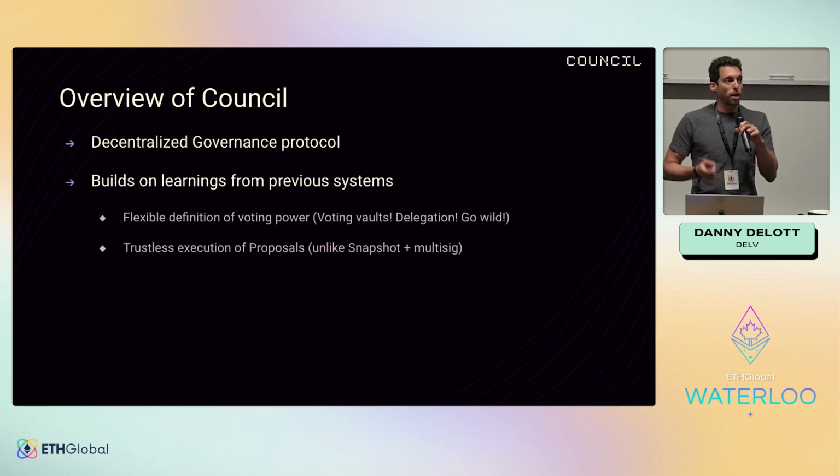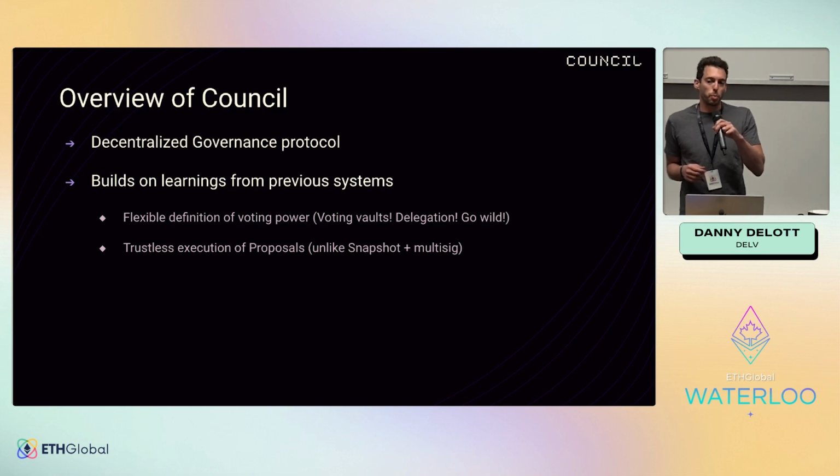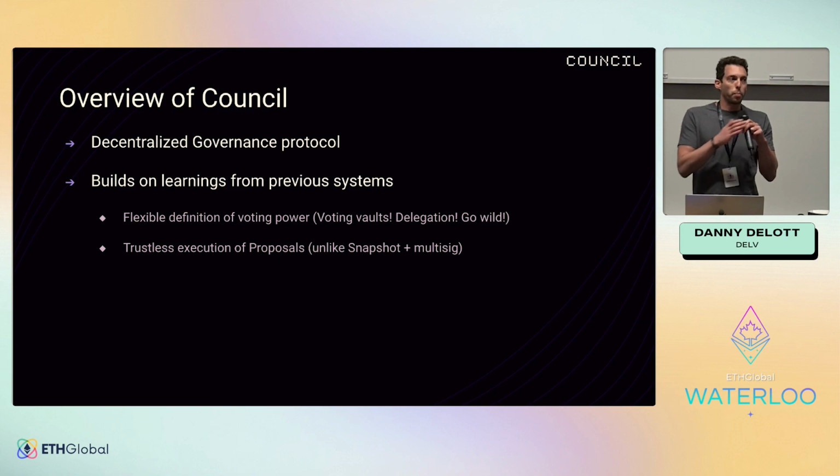The first one is that first bullet point you see there. It's the flexible definition of voting power. So many of us have probably seen a one token, one vote type of model. Maybe if you're in a smaller group, you've got a Snapshot poll and then a multi-sig that actually executes the proposal. For Council, we want to build this for the future. So maybe one token, one vote isn't the actual perfect way to structure a DAO. So we want to build that into our protocols.